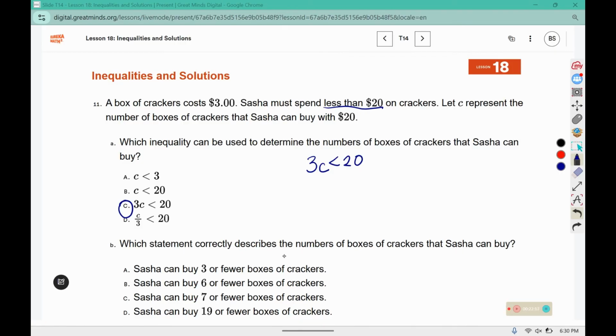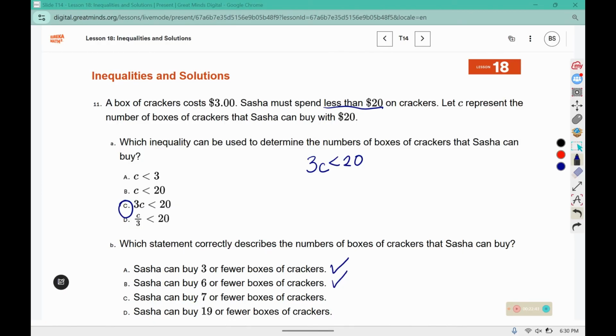Which statement correctly describes the number of boxes of crackers that Sasha can buy? Well, if we did 3 boxes, 3 times 3 is 9. So she could get 3 boxes or fewer. 3 times 6, that would be 18. 18 is still smaller than 20, so she could get that much.